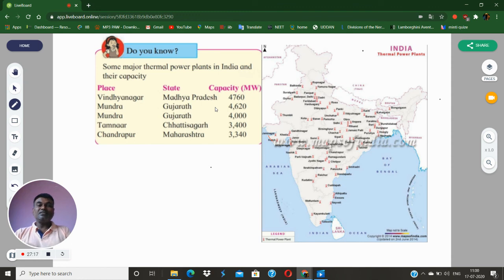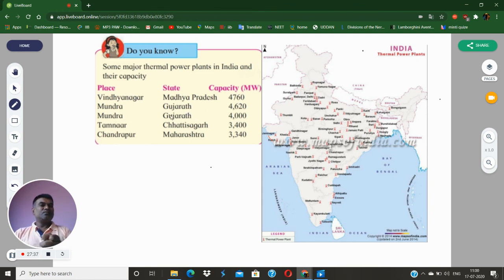Capacity is represented here in megawatts. Vindhyanagar, yes, from Madhya Pradesh. Yes, they are generating electricity, and the generating capacity is near about 4760 megawatt.